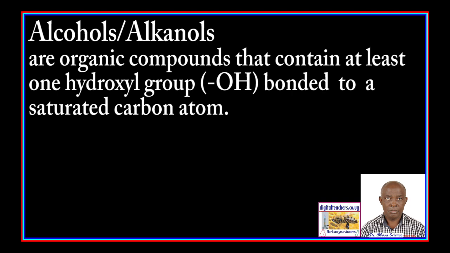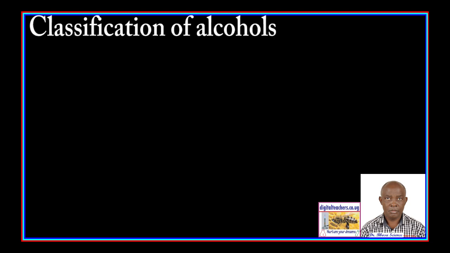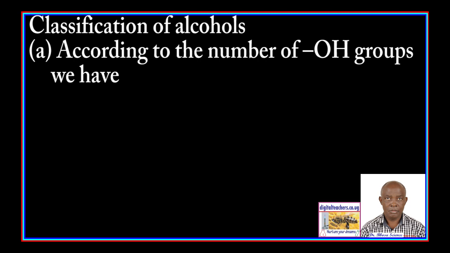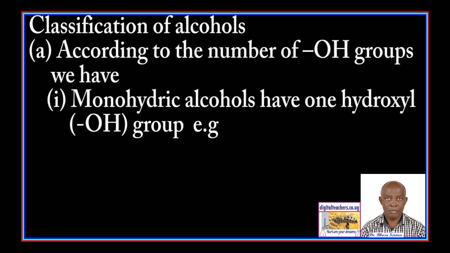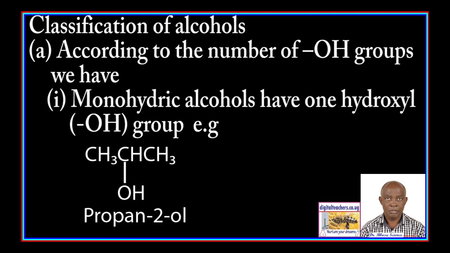Alcohols are organic compounds that contain at least one hydroxyl group bonded to a saturated carbon atom. Classification: A. According to the number of hydroxyl groups. 1. Monohydric alcohols have one hydroxyl group. For example, ethanol, propanol.